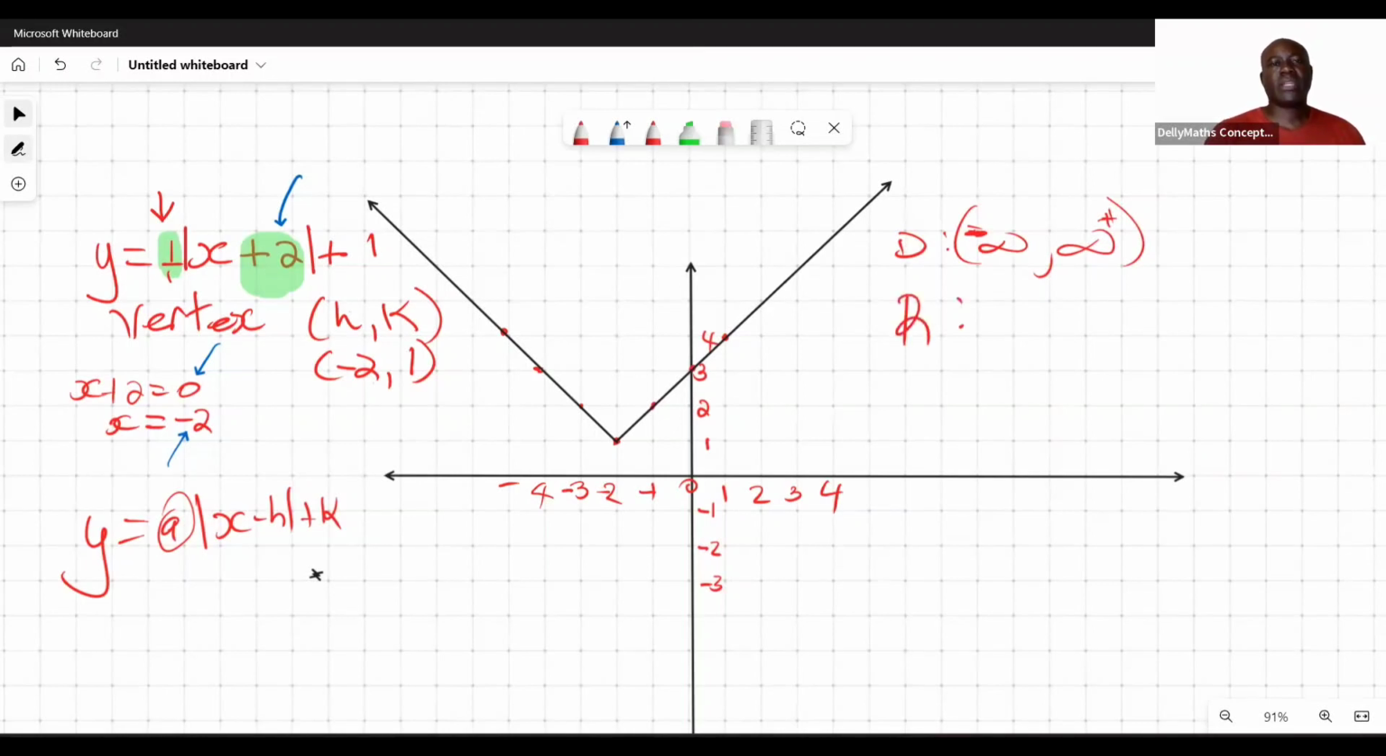The good thing about the range is that the y value from the vertex is a part of my range. So in this case, we're moving from 1 to positive infinity. And if you notice, I have a square parenthesis here, which would suggest that 1 is a part of the whole solution set that we have here, right? So there we go. Let's look at another problem.